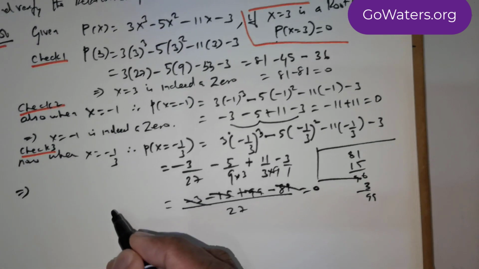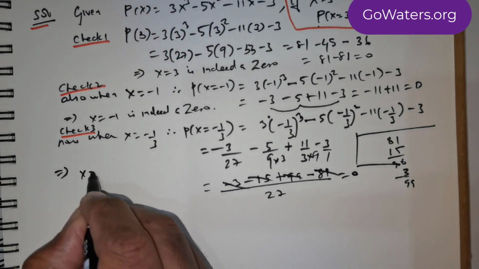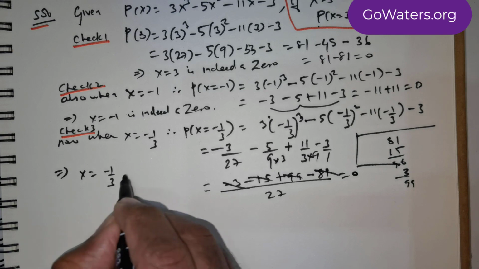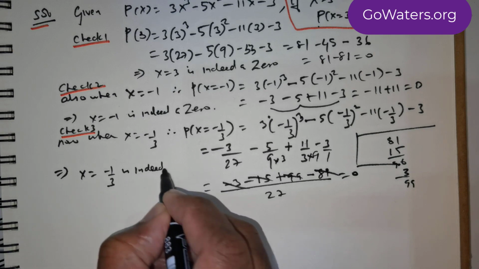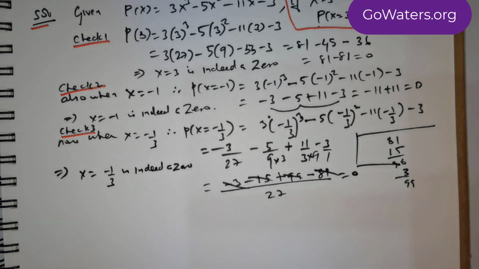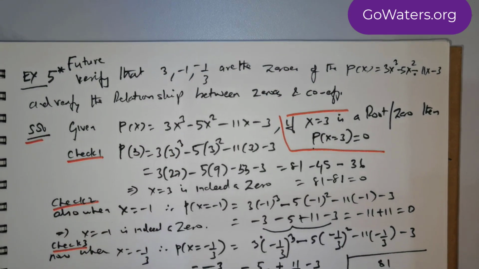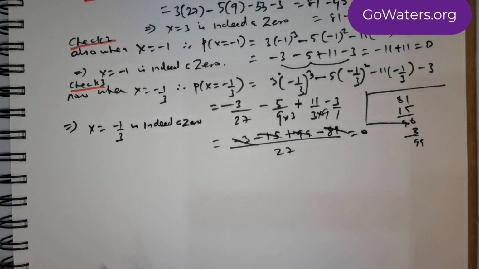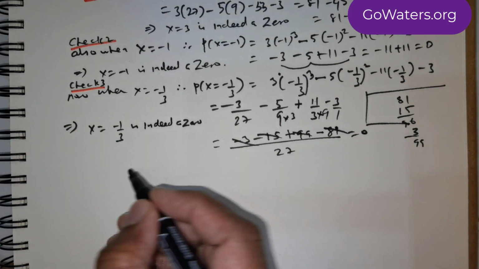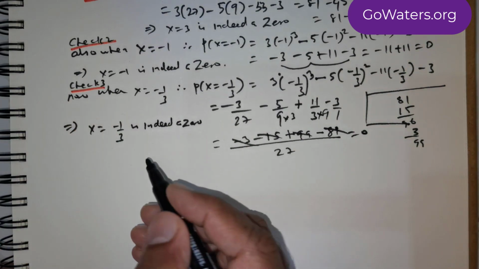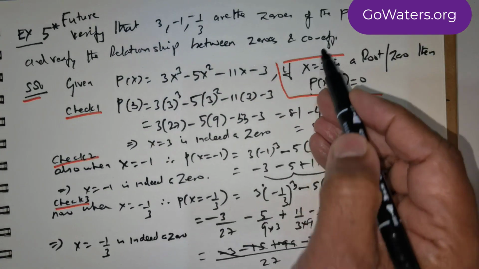So this means you can write it down. X is equal to negative 1 over 3 is indeed a 0. So you have verified these quantities are indeed the zeros for this polynomial. Now the next step is to prove the verification between zeros and the coefficient.